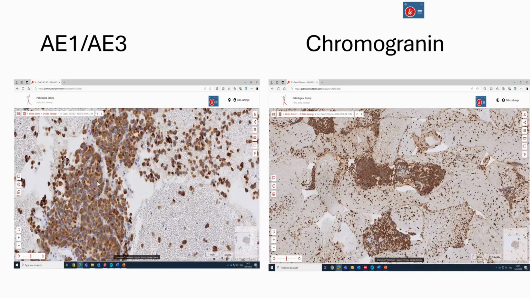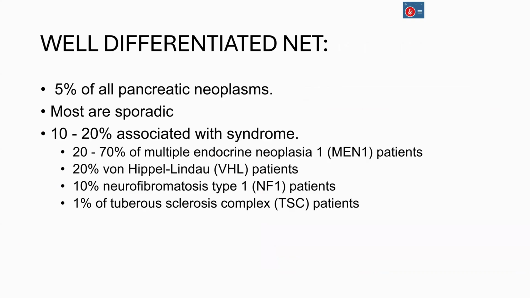We did CK, AE1/AE3, a cocktail cytokeratin stain, and it shows a very beautiful expression of cytoplasmic staining. Because the cytoplasm is scant in neuroendocrine tumors, you are getting this punctate and patchy staining of cytokeratin. And the chromogranin was also positive. We did another extended immunos also, like beta-catenin is negative, synaptophysin positive. Ki was also done, and well-differentiated neuroendocrine tumor is the correct diagnosis for this case.